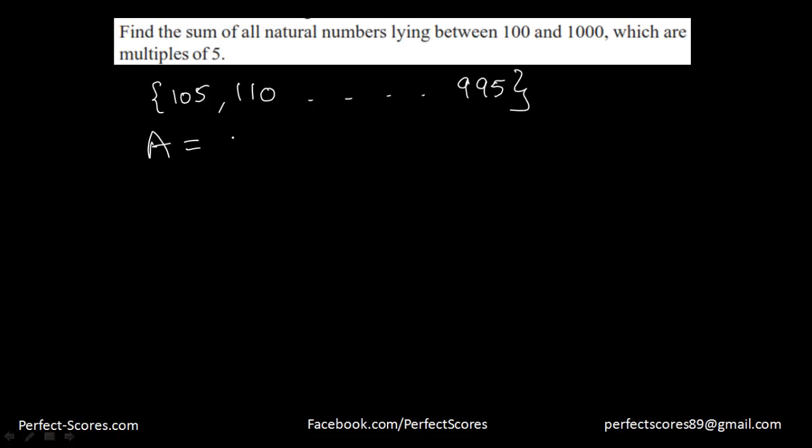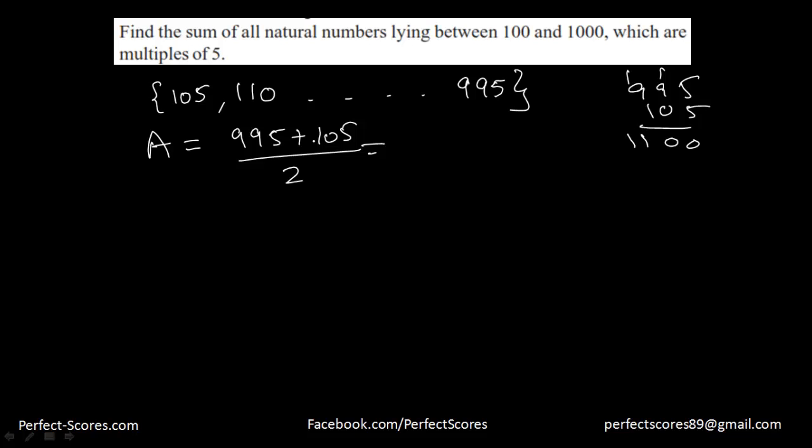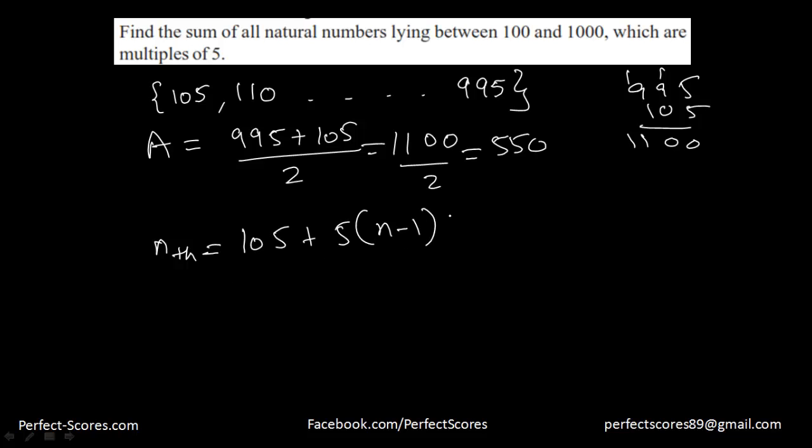The average is going to be equal to the first number plus the last number divided by 2. So that is going to be 995 plus 105, which is equal to 1100. So 1100 divided by 2 is 550. So the average is equal to 550. Now the only thing required for us to calculate is the number of terms. So the nth term would be given as the first term plus the difference between each term into n minus 1. That is equal to 995.